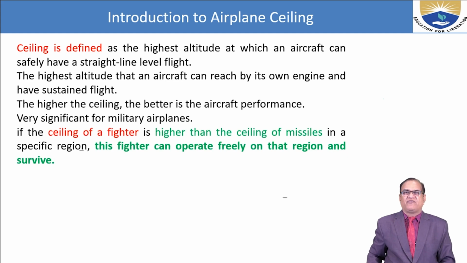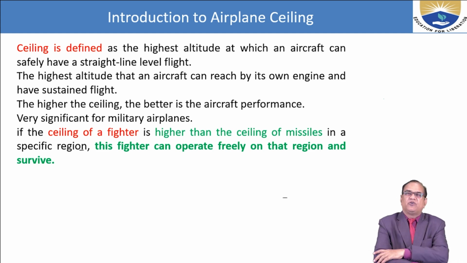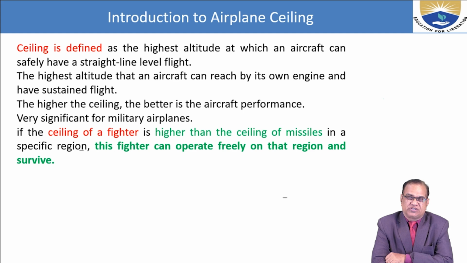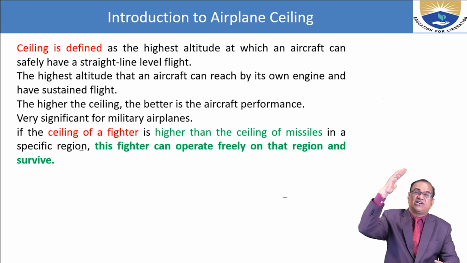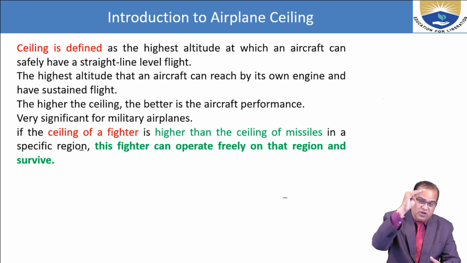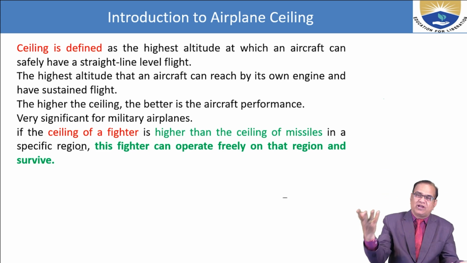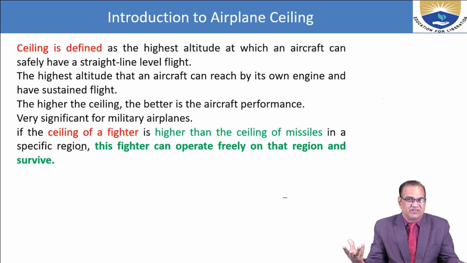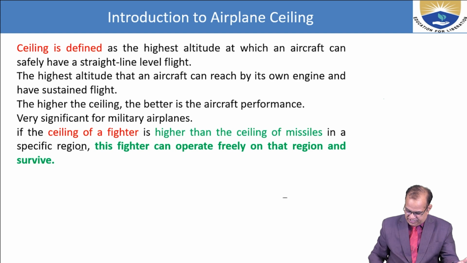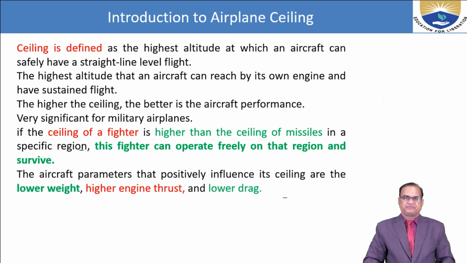If the ceiling of a fighter is higher than the ceiling of the missile in a specific region, this fighter can operate freely in that region and survive. If the enemy country knows that the other country has a missile that can go up to a certain height, they will fly their aircraft above that height. So you cannot hit the aircraft, and they will hit and go. So it is a very important parameter.